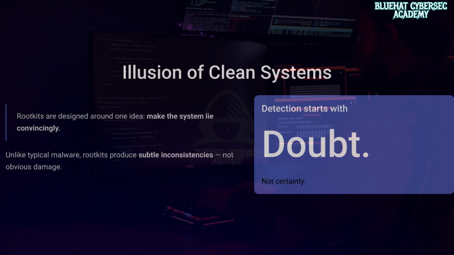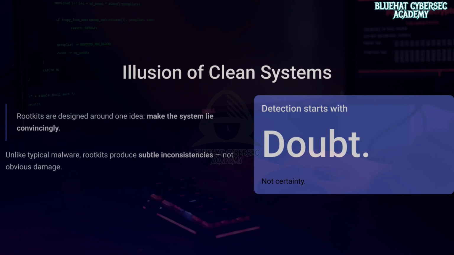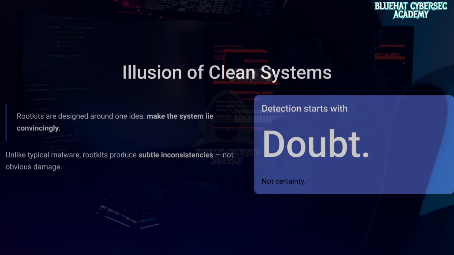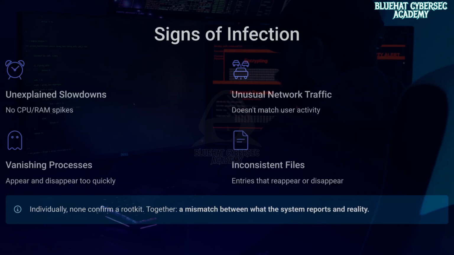Now let's start with the first idea. When everything looks fine isn't actually fine. Rootkits are designed around one idea: make the system lie convincingly. So unlike typical malware that announces itself through damage or obvious behavior, rootkits often produce subtle inconsistencies instead. And that's why detection rarely starts with certainty. It starts with doubt.